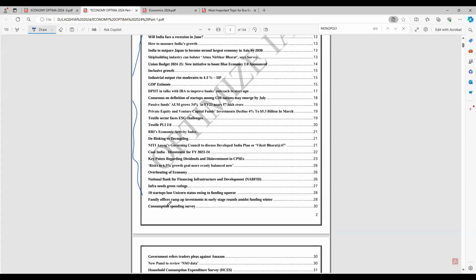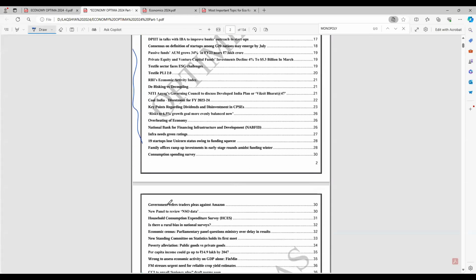Does anyone have anything to say? One more thing: the consumption spending survey has come. They can ask which body comes out with this consumption spending survey. What is the name of the body? It is important, guys. The consumption survey is used to calculate what? Poverty. It's very important. Household consumption survey.